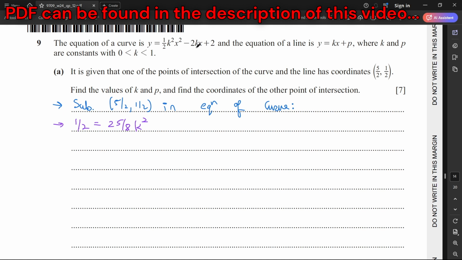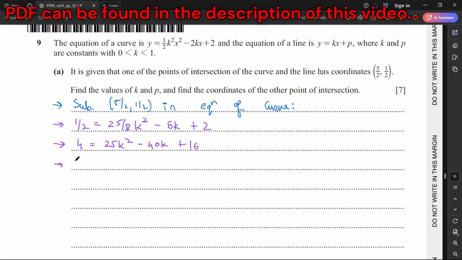Then minus 2 into 5 by 2 is 5. So minus 5k plus 2. And now I can see that 8 is in the denominator. I can multiply 8 on both the sides so that I'm rid of any kind of denominators. So 8 into half is going to be 4. 25 by 8 into 8 is 25. Then 5 into 8 is 40. 8 into 2 is 16.